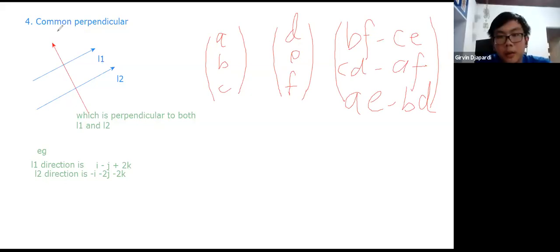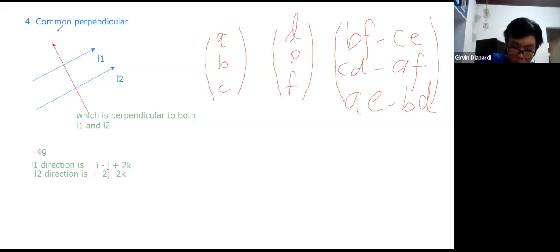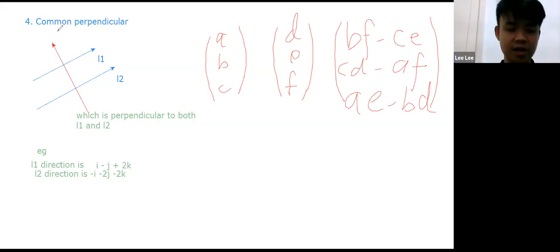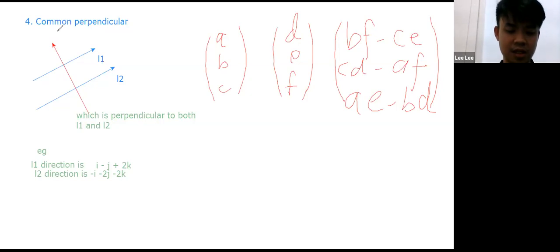So what's the ABCDEF, sir? The ABCDEF is the direction of the lines. Now in this case, we are finding the common perpendicular to the lines L1 and L2, so ABCDEF are the directions of L1 and L2, each of them.